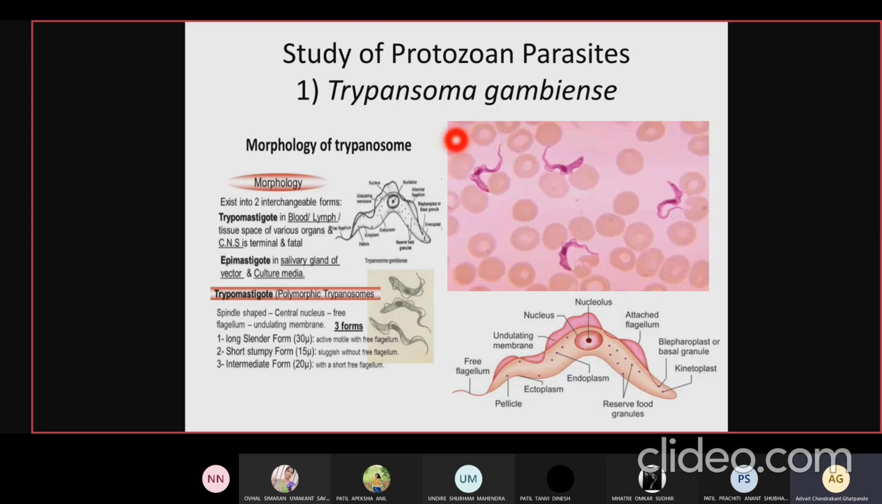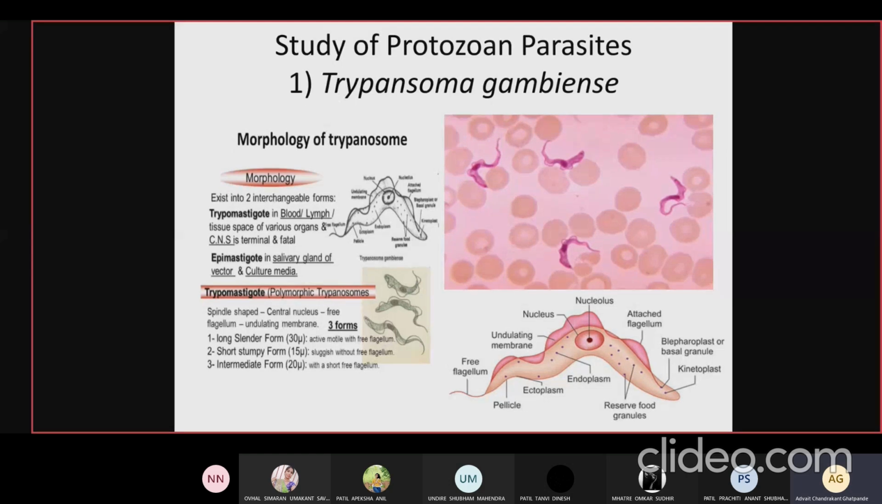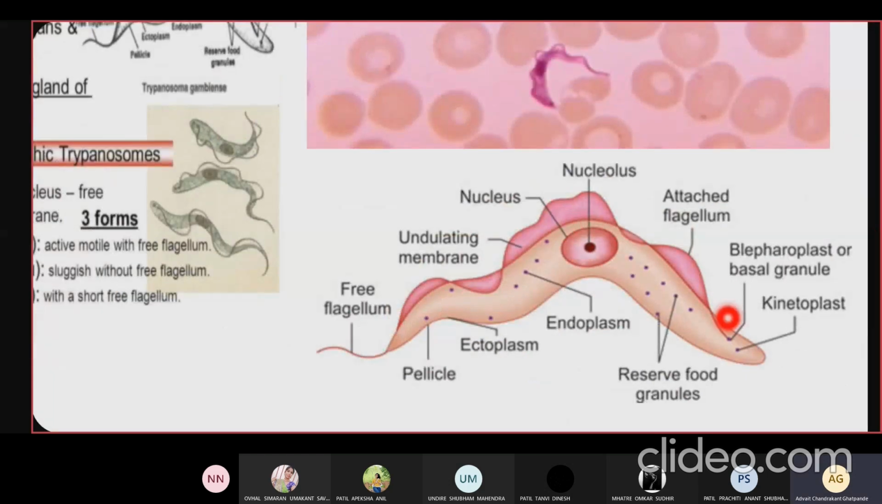They live in blood, lymph, or tissue of their host. The body is tapering at both ends and has a centrally located nucleus. If you can see here, this is the way the body is tapering at both ends, with a central nucleus, and continuous posteriorly as an undulating membrane.